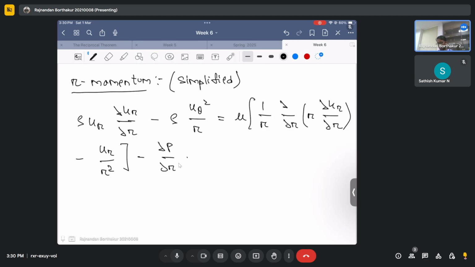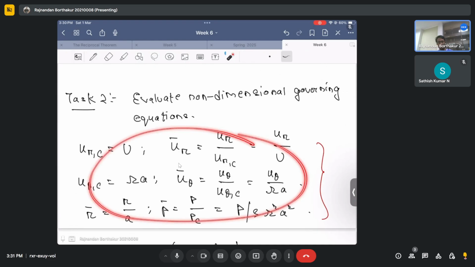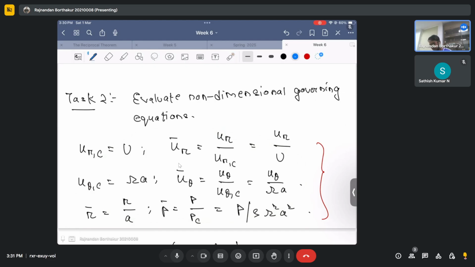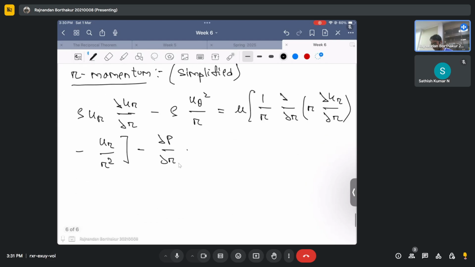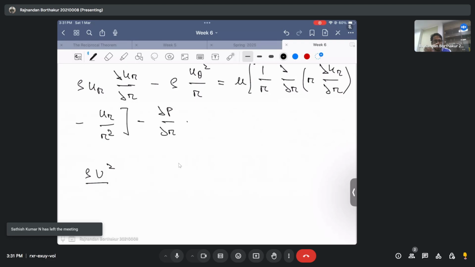I hope you realize that what we will do now is non-dimensionalize the equation by using the characteristic variables that we wrote here. Okay, so let's do this. So what does the first term become? The first term becomes rho times u square, and I hope you are aware of how this non-dimensionalization is done, because we did this multiple times in the last meeting as well. So it is rho u square by a times ur bar del ur bar by del r bar.